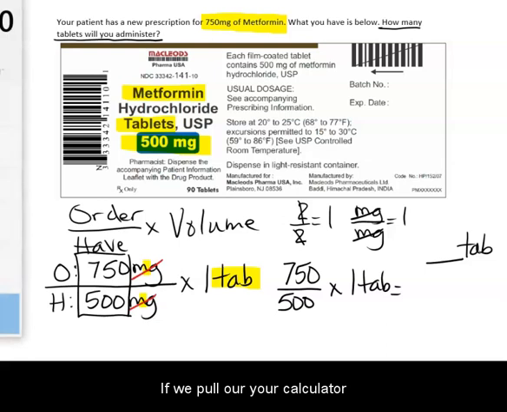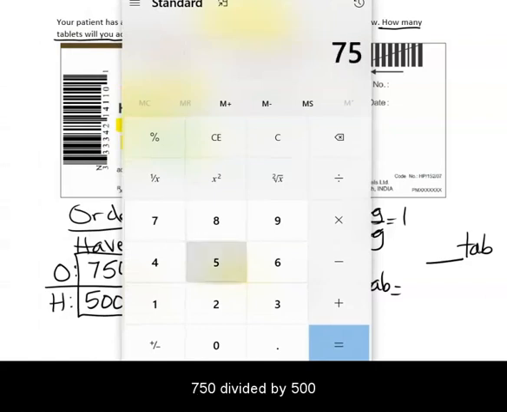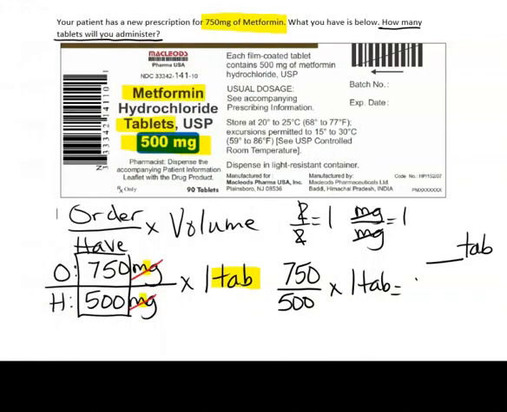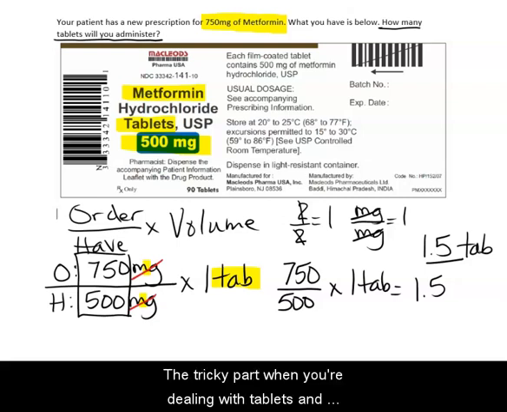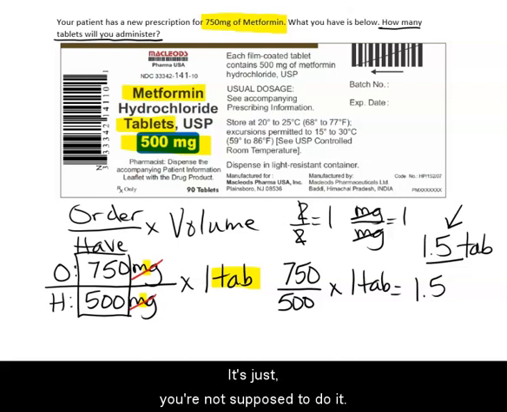If we pull out our calculator, we pull this into our screen here. 750 divided by 500 equals 1.5. So 1.5. The tricky part when you're dealing with tablets, capsules, and that sort of thing is you have to make sure that it is in the form that you can split if you have the 0.5. Some pills you can't cut in half. You're not supposed to do it.